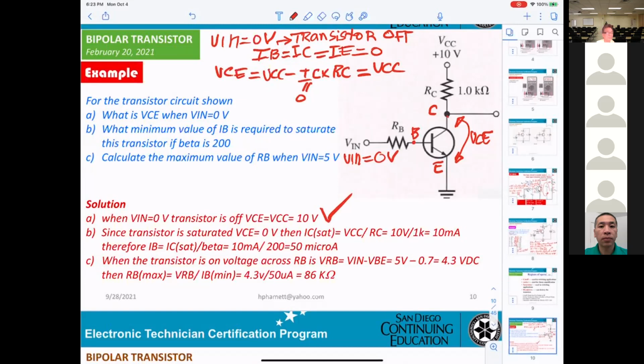So in this instance, the transistor is therefore in the cutoff, right? Exactly. Cut off, IB and IC are 0. No current flows.